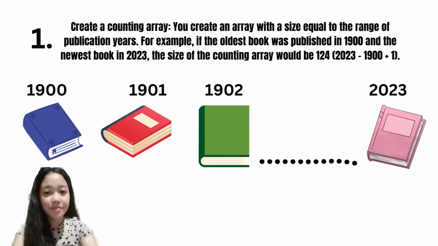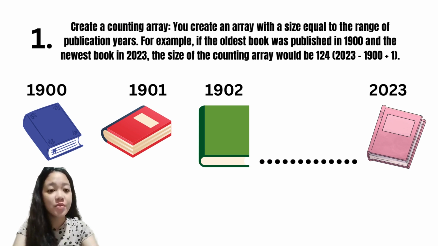Number 1. Create a counting array. You create an array with a size equal to the range of publication years. For example, if the oldest book was published in 1900 and the newest book in 2023, the size of the counting array would be 124, which is 2023 minus 1900 plus 1.